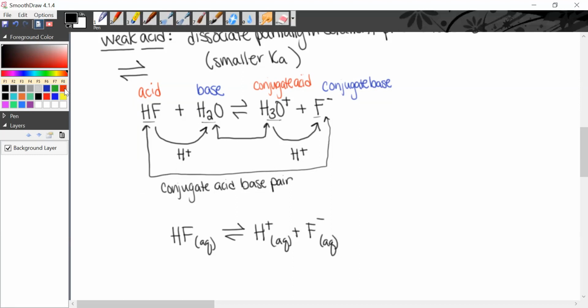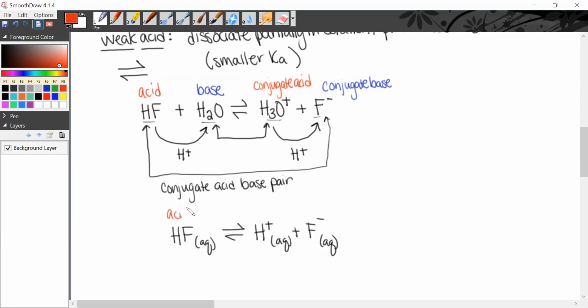And if I was labeling everything, the thing is when you write it without the water, you can't exactly pair up all of the conjugates, because you're missing the water and the H3O plus. So this is not the best way to write it if you're trying to identify conjugate pairs, but this is a perfectly acceptable way to write this reaction as well.